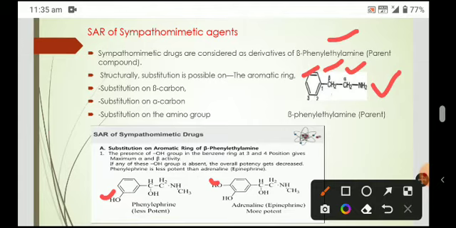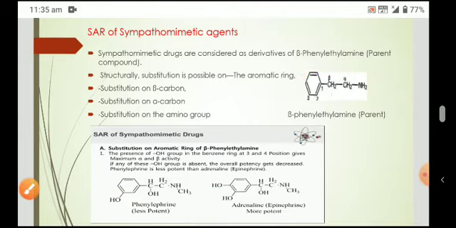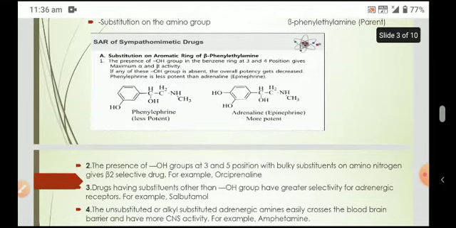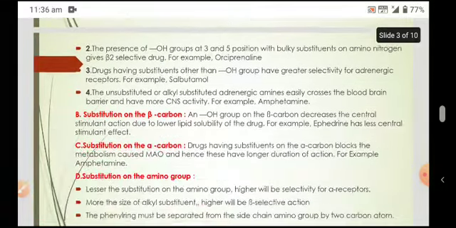For example, see phenylephrine. As I have shown, phenylephrine is less potent than adrenaline, because adrenaline has 2 OH groups and phenylephrine has only 1 OH group. So this is the first point regarding substitution at the aromatic ring of beta-phenylethylamine.